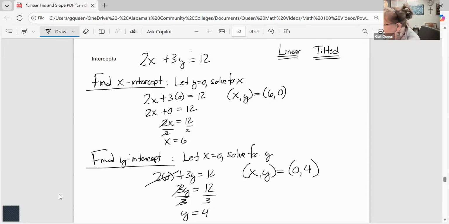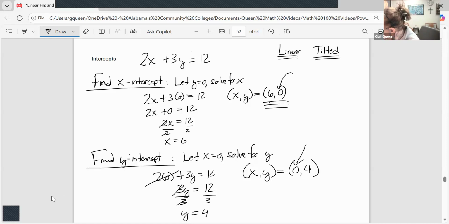Okay, so one thing that's very clear, you let the opposite variable go to 0 in order to find an intercept. For the x-intercept, you let y equal 0. For the y-intercept, you let x equal 0. When you have an intercept ordered pair, if they give you a point on your line and you have either a 0 for the y coordinate or a 0 for the x coordinate, the 0 in the ordered pair is what tells you definitively that you have an intercept.